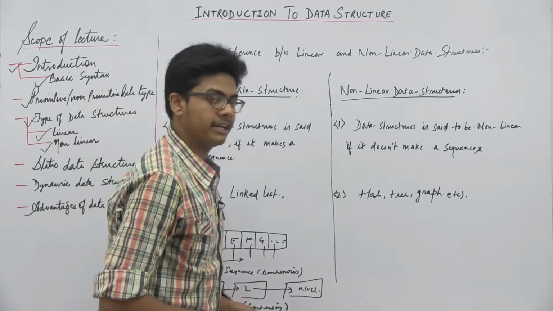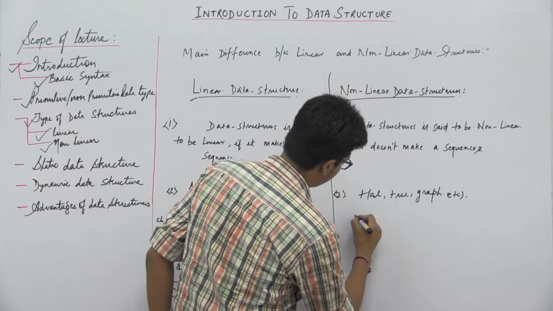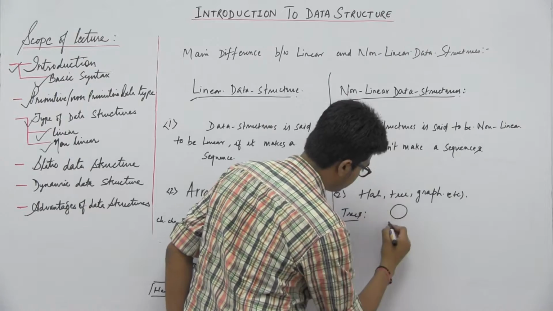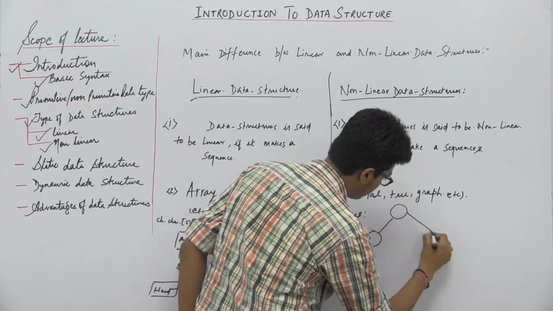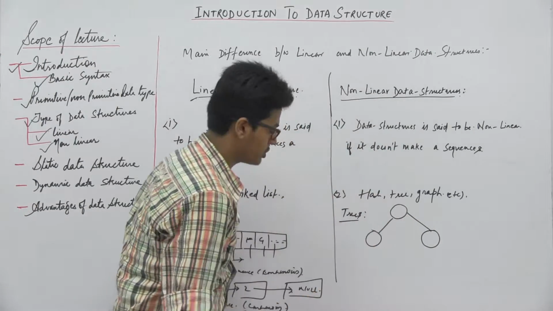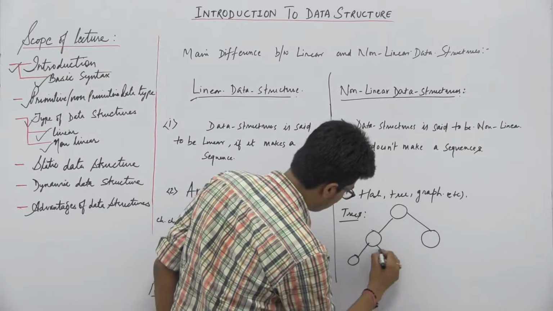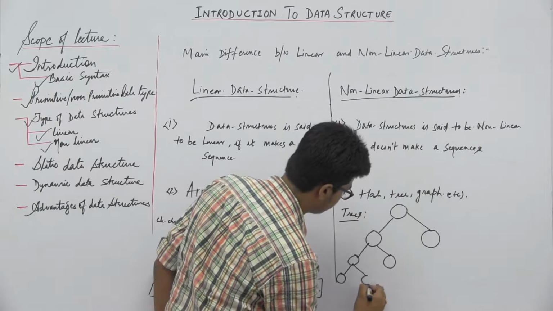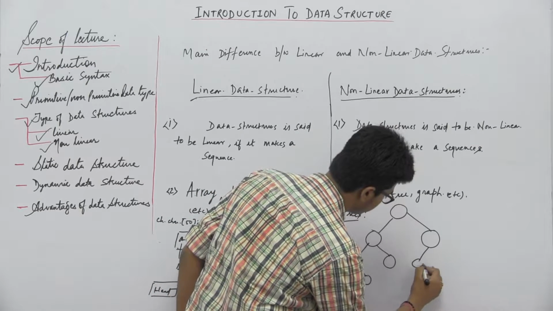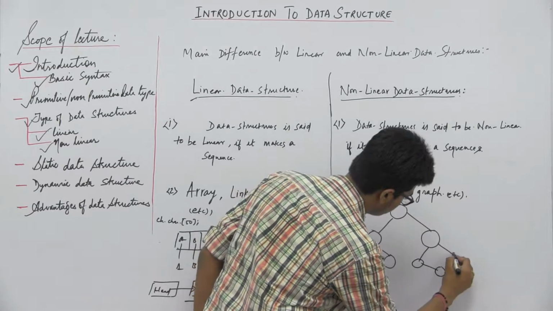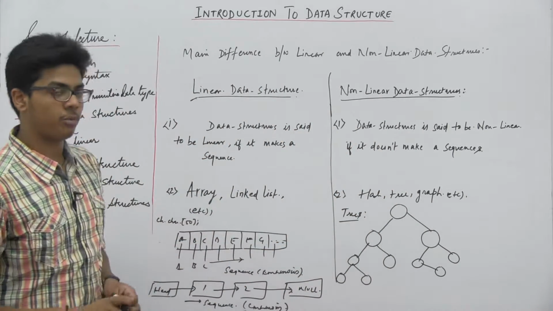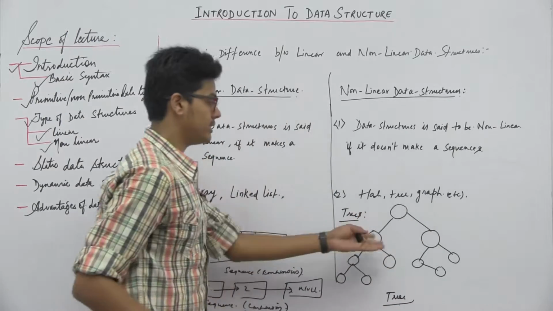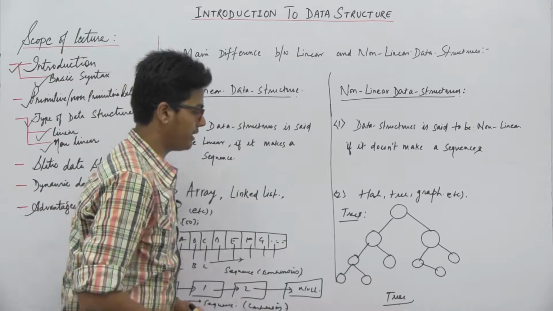Coming to the non-linear data structures, in the tree we see there is a parent and there is a child. One parent comprises two children, and each child has their own children, like this. So it is a form of tree. Later we will discuss the tree and how it is used. It is in the form of non-linear data structures.